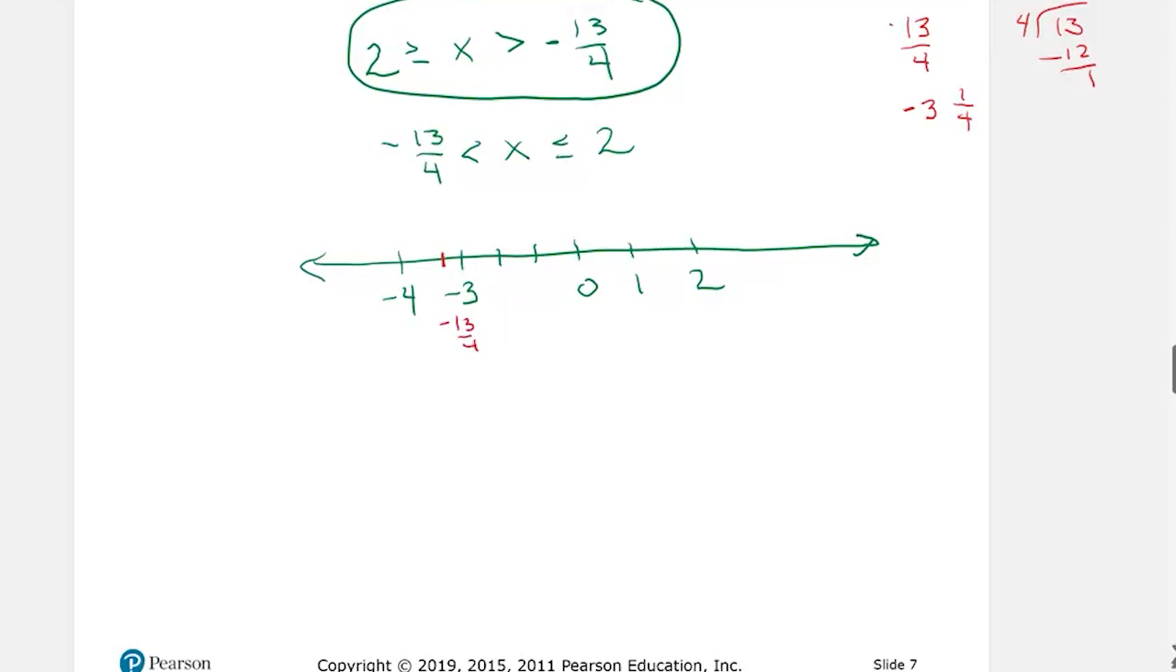And that is an open circle. And I'm going to put it above because if I put it on a line, it's harder to read. But you can put it right on the line when you do it on your homework. Now it's an open circle because it doesn't include negative 13/4. And that's the smallest number. And it's going to go all the way to 2. And it does include 2. So basically, that is my solution. That red line is my solution graphed on the number line.